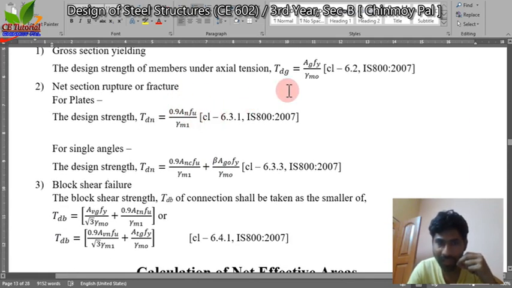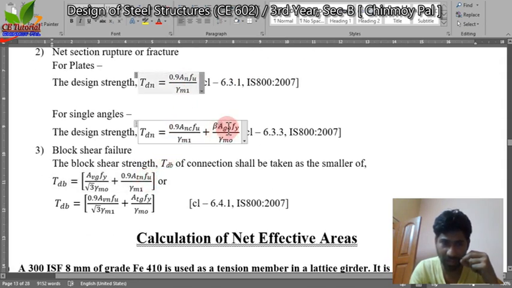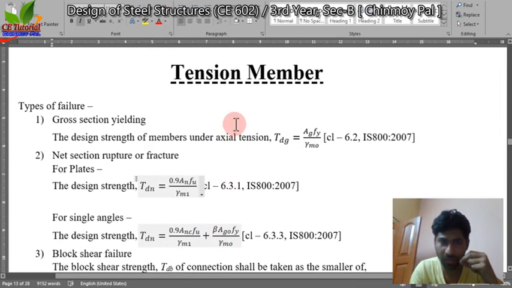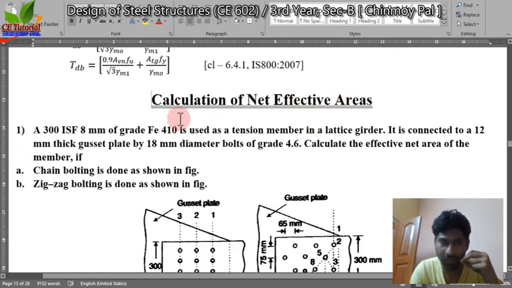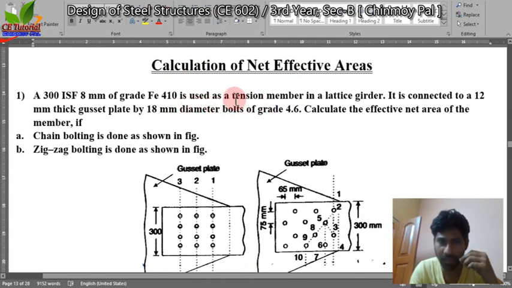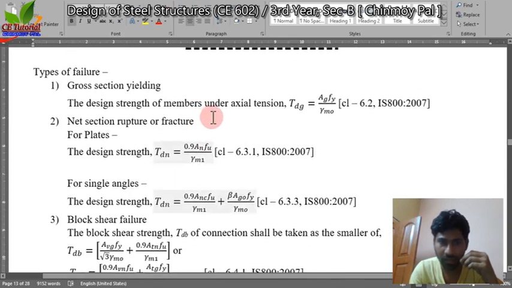Now, before going to design a tension member, you need to practice some calculation of other parameters, that means AGN or AG0 or AVG, ATN or AVN, like that. So before going to design a tension member, I am providing some calculation of effective area that you can, first of all, practice, after that we go for design.